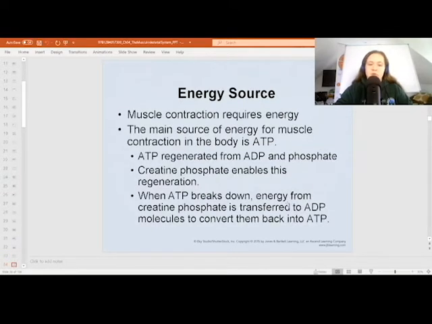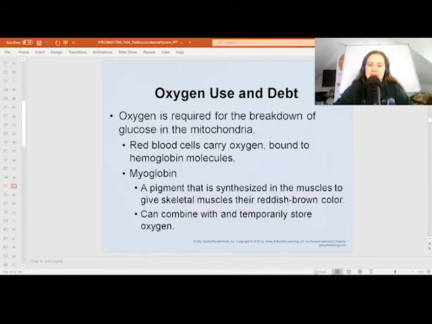Energy source: muscle contraction requires energy. The main source of energy for muscle contraction in the body is ATP. ATP is regenerated from ADP and phosphate. Creatine phosphate enables this regeneration. When ATP breaks down, energy from creatine phosphate is transferred to ADP molecules to convert them back to ATP.